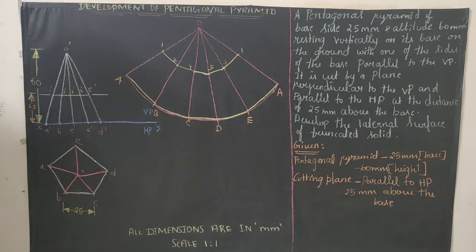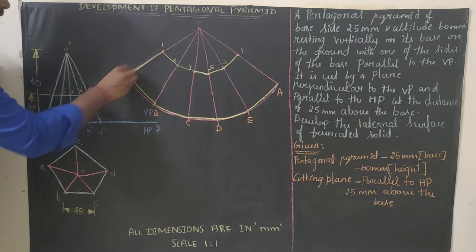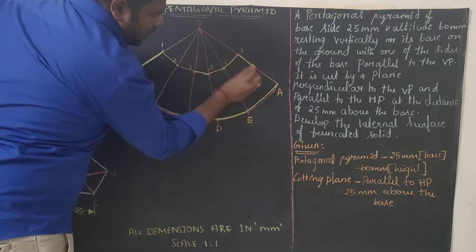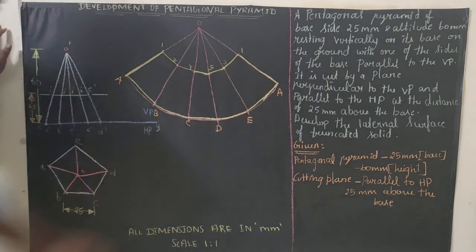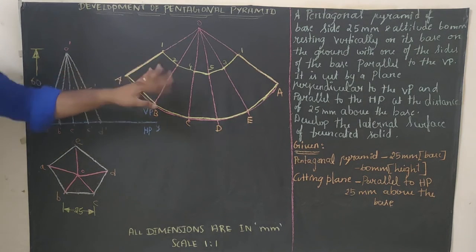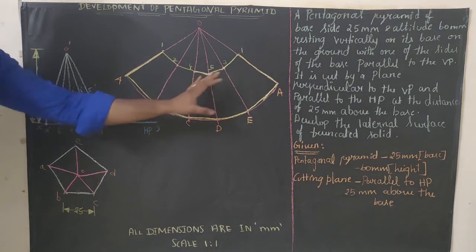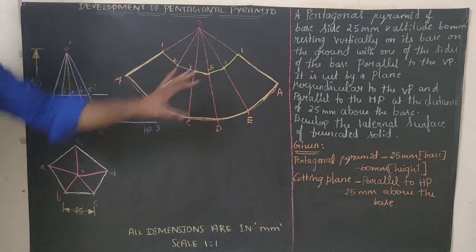Since we have cut the plane, the remaining portion we need to darken. Most of the students will forget to darken the sides, so don't forget to darken. The remaining sides we need to darken, so that this is called the developed surface of the pentagonal pyramid. Whatever we are having in yellow color, the outer border is your solution, and this is the developed surface. After the pentagonal pyramid is cut, this is what we will be getting.